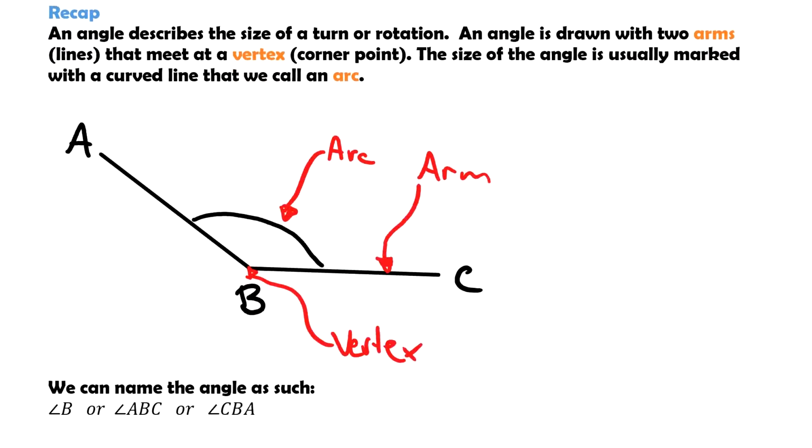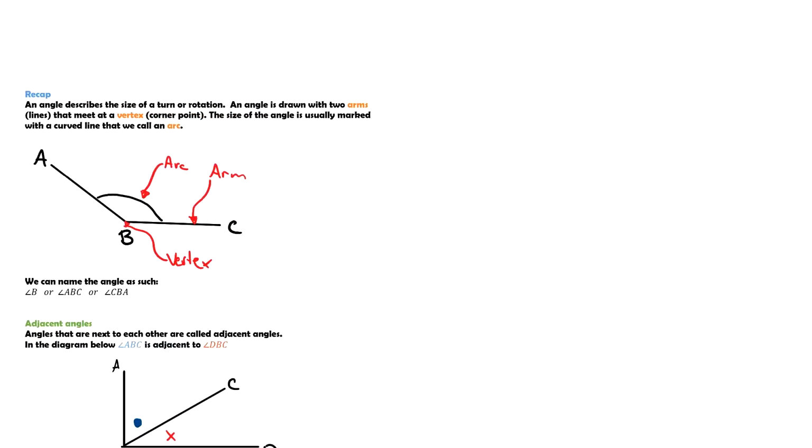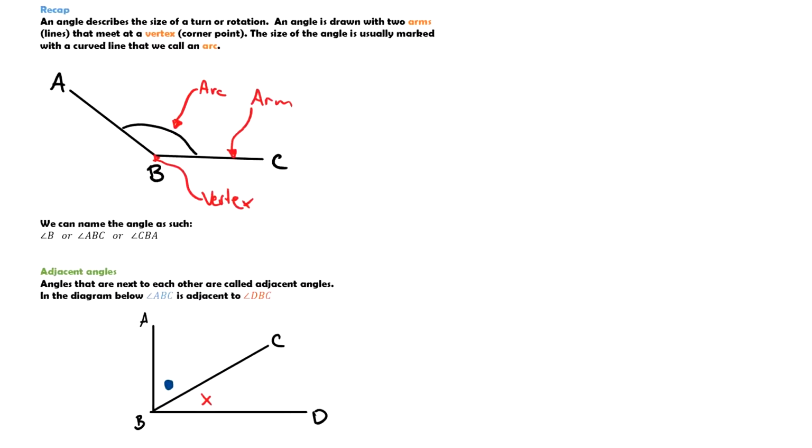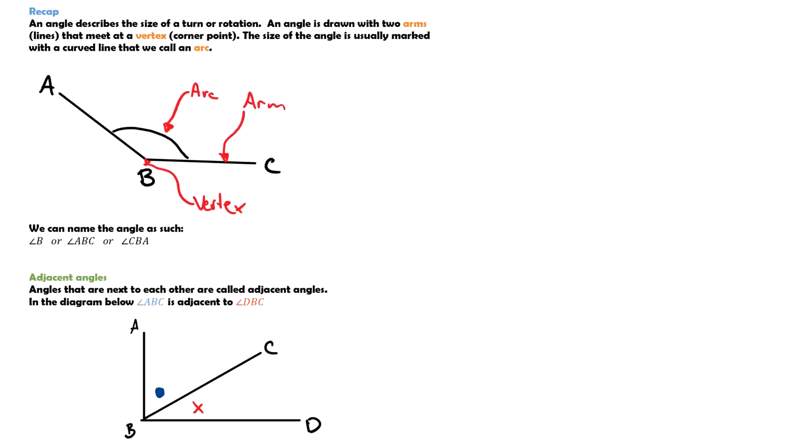So to recap, an angle describes the size of a turn or a rotation, and an angle is drawn with the two arms, or lines that meet at that corner point, which we call the vertex. Now remember, when you're naming angles, you can either name the point such as angle B there, but the preferred method is to name it with the 3 letters, so including the arms that are connecting to that point. So we can name that angle there ABC or CBA.